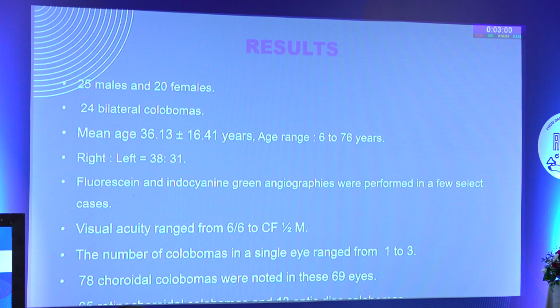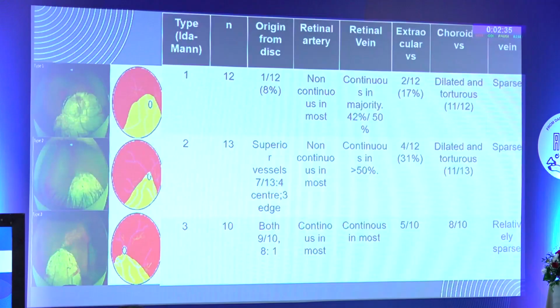So 25 males and 20 females were included in the study. 24 patients had bilateral coloboma. Mean age was 36 years with an age range of 6 to 76 years. Visual acuity ranged from 6/6 to counting fingers half meter. A maximum of 3 colobomas were seen in one eye. 78 colobomas were included. 65 were retinochoroidal coloboma and 15 were optic disc coloboma. So this is the table depicting the various aspects.